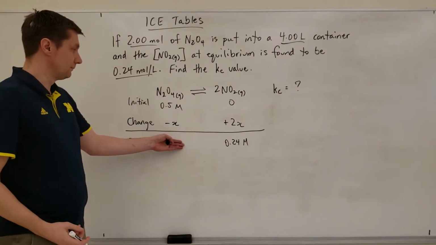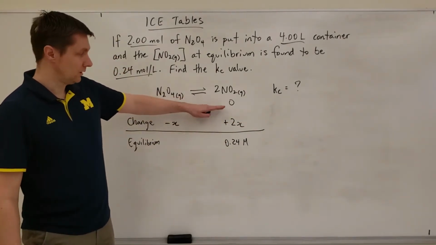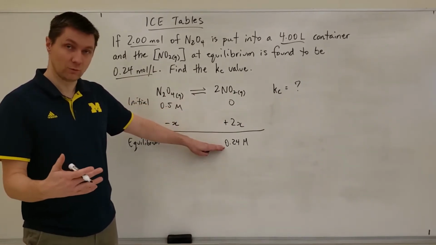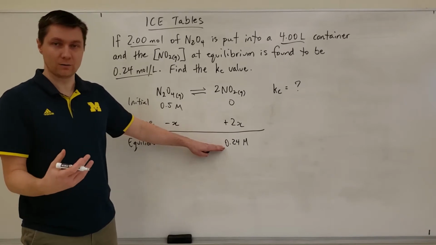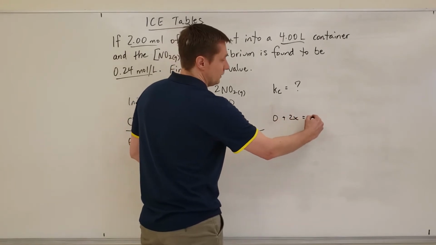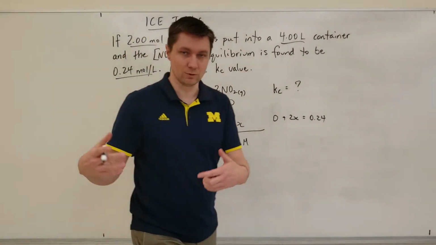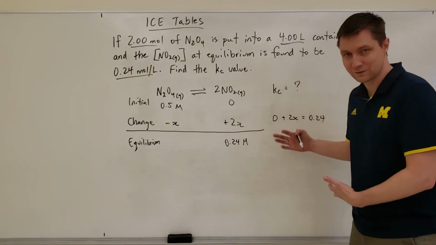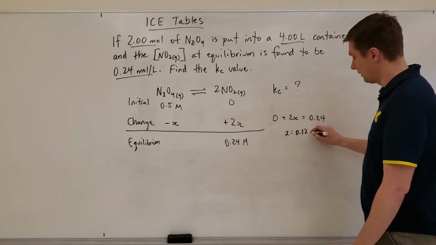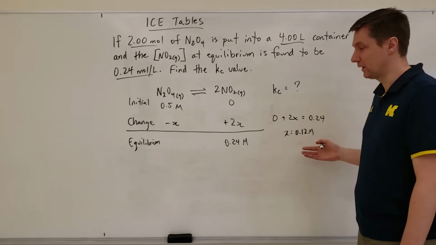For this one here, well, before I get to this one, let's finish off this one. So I had none, I gained a 2x, whatever change that was, and I ended up at 0.24 moles per liter. So I can create a mathematical equation out of this. It's quite simple, which is just simply 0 plus 2x equals 0.24. And if I do the algebra here really quick, and I'm not going to go through the inner workings of algebra in this video, x is going to be equal to 0.12. And that is the change for x, which is 0.12 moles per liter.